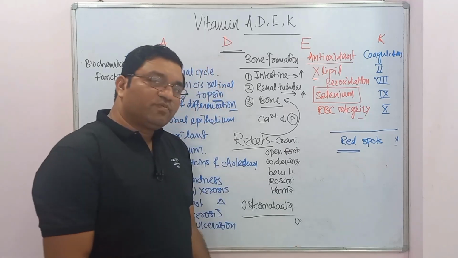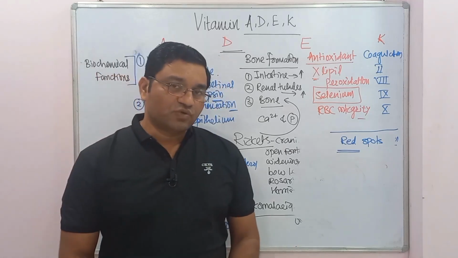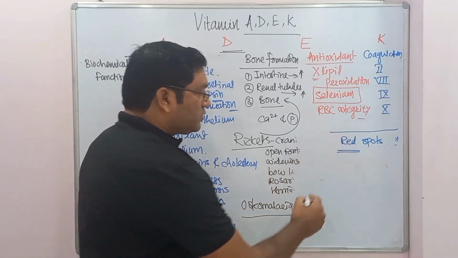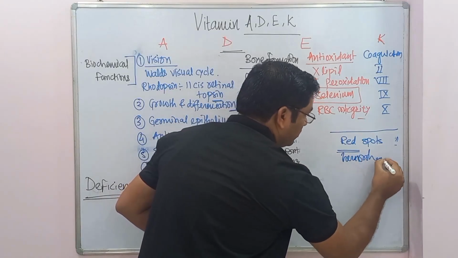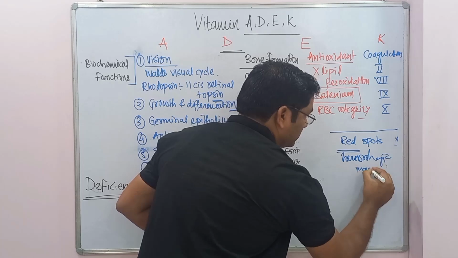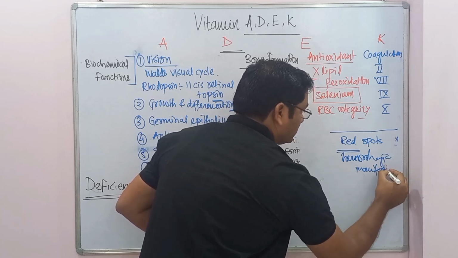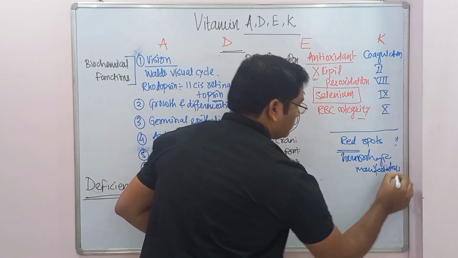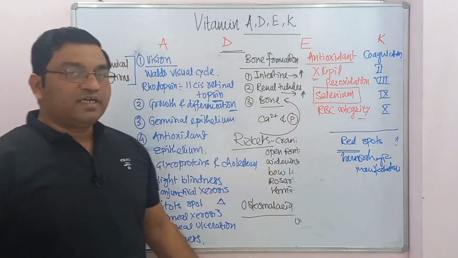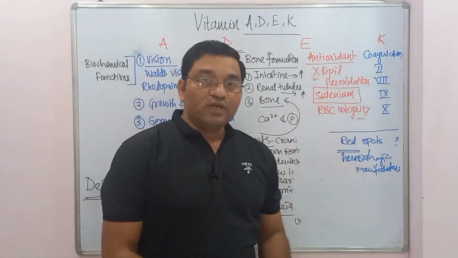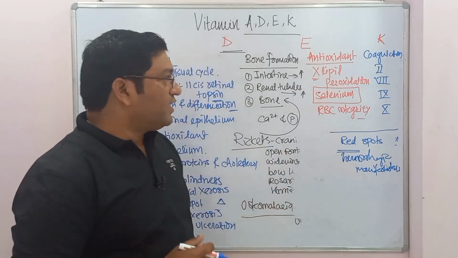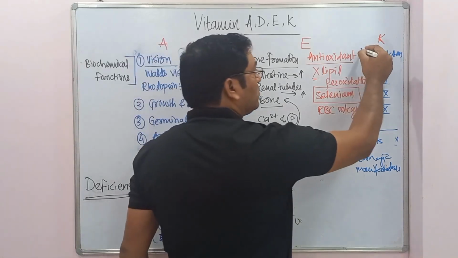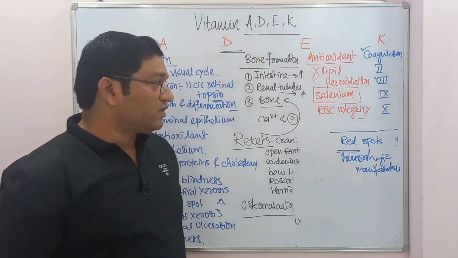And for prophylactic purpose, menadione is given intramuscularly. Red spots are hemorrhagic tendencies, hemorrhagic manifestations in vitamin K deficiency. K for coagulation. Coagulation starts with K in the German. It causes the gamma carboxylation of clotting factors.